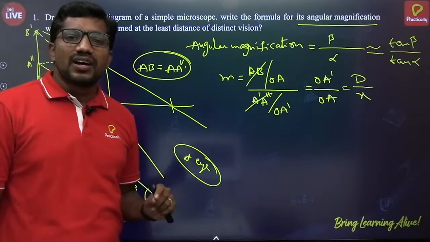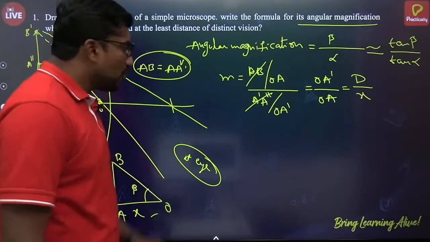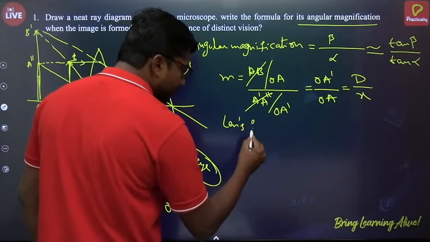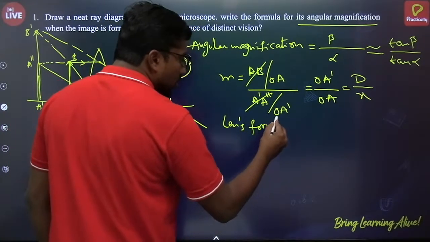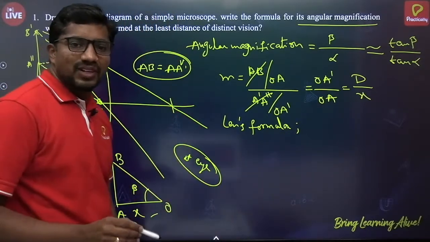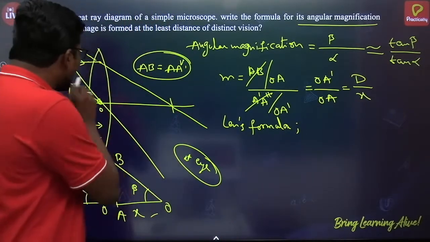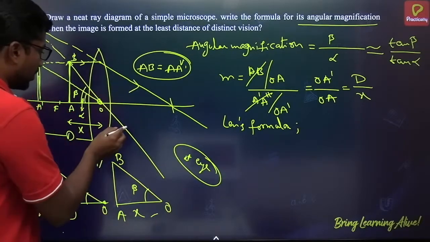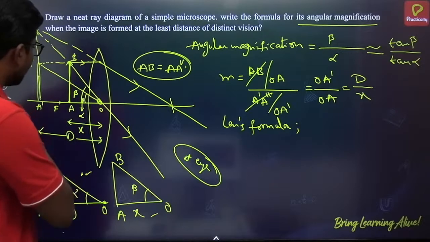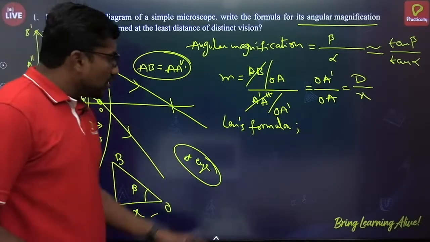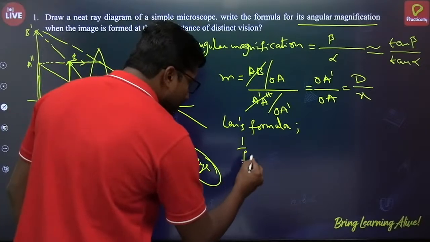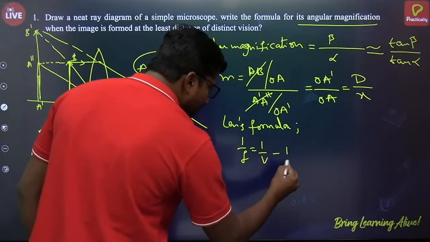Now we will use the simple convex lens formula. What is the lens formula? By using the lens formula, so in the examination you have to write each and every step very clearly. And these arrow marks, everything you have to mention. If you are not mentioning, again it may lead to the reduction of marks. Okay, fine. So here by using the simple lens formula, 1 by f is equal to 1 by v minus 1 by u.